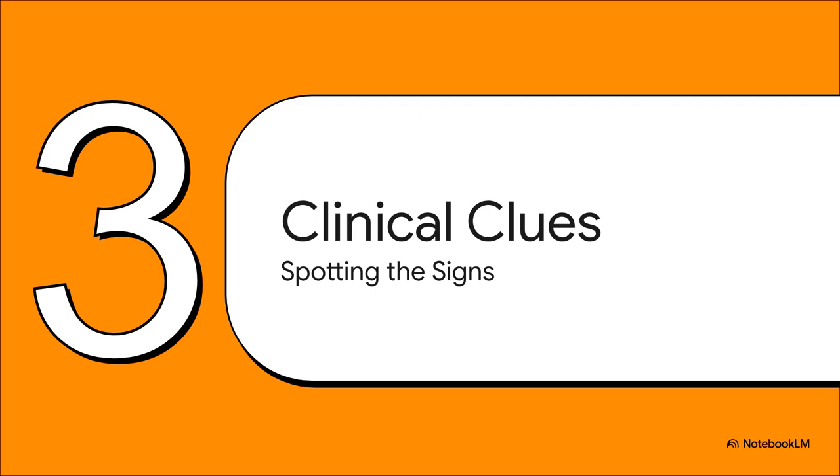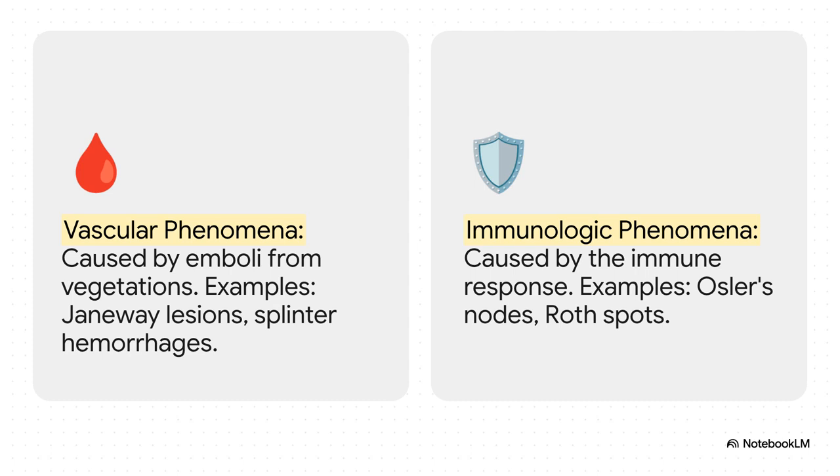All right, this infection doesn't just stay in the heart. It leaves a trail of clues all over the body. So let's put on our detective hats and talk about spotting the signs. This is so cool because the classic signs of IE fall into two main buckets. On one hand, you have vascular phenomena. This is when little pieces of that infected vegetation, those fortresses, break off and travel through the bloodstream. They're like little infected missiles, causing things like Janeway lesions or splinter hemorrhages.